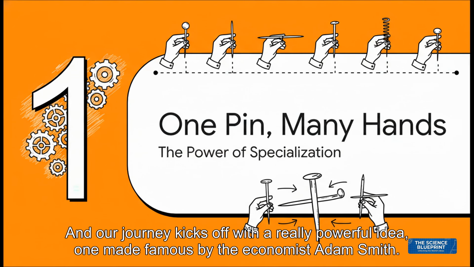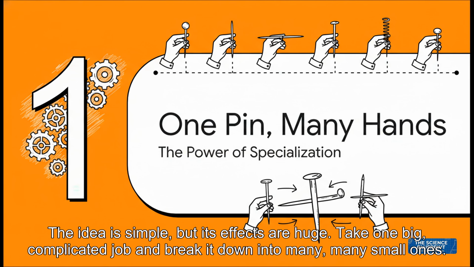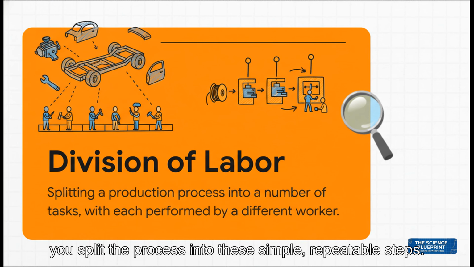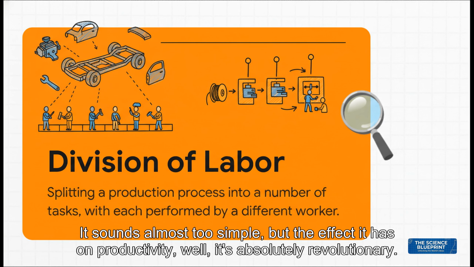And our journey kicks off with a really powerful idea, one made famous by the economist Adam Smith. It's a concept that completely changed how we make things, and it's called the division of labor. The idea is simple, but its effects are huge. Take one big, complicated job and break it down into many, many small ones. So instead of one person trying to build an entire car by themselves, or even make one single pin from start to finish, you split the process into these simple, repeatable steps. Each worker just becomes a master of one tiny piece of the puzzle. It sounds almost too simple, but the effect it has on productivity, well, it's absolutely revolutionary.